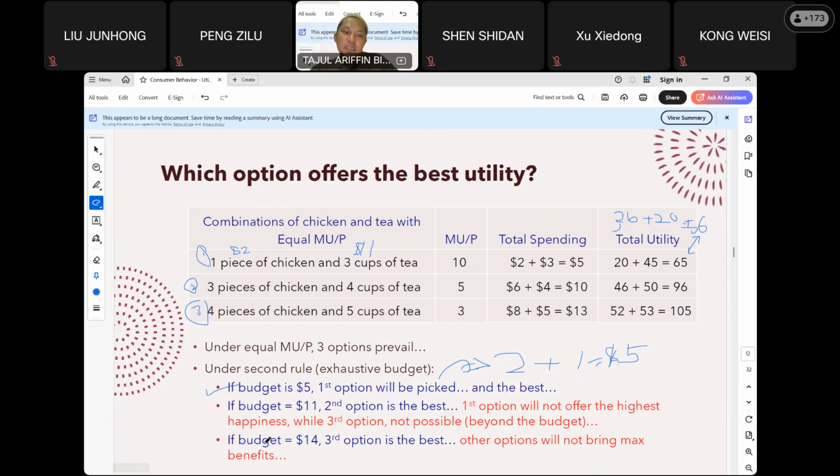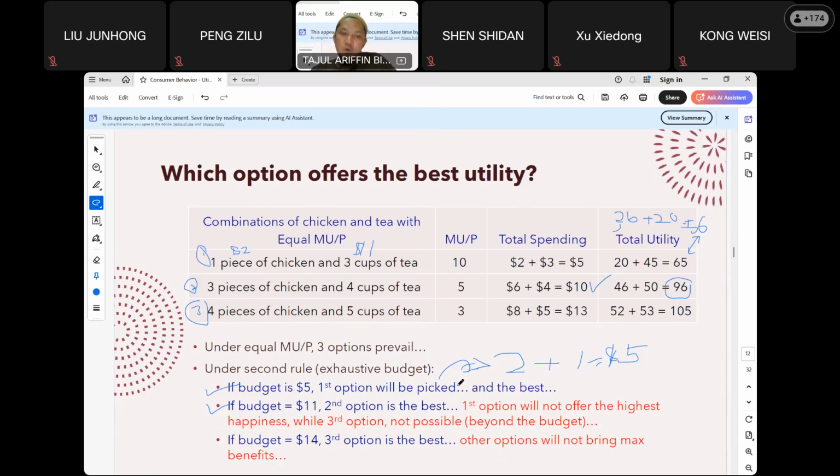Okay, all right. Let's say now your father gives you another $6. Now your budget increased to $11. So option 1 possible, option 2 also possible. Although it doesn't exhaust your budget, you know, the second option sounds the closest. Okay, it will bring the best option. Not only possible, but it brings larger satisfaction, instead of 65.